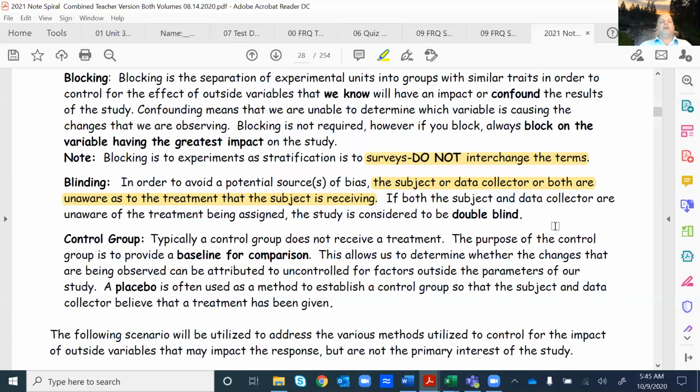Control group. Typically, a control group does not receive a treatment. We often call it a placebo. Oftentimes we give them a sugar pill, but it doesn't have to be a sugar pill. It doesn't mean that they're going to receive a placebo. It may just be someone not receiving a treatment. But the purpose of a control group is to provide a baseline for comparison. This allows us to determine whether the changes. This is a hugely important sentence. This allows us to determine whether the changes that are being observed can be attributed to uncontrolled factors.